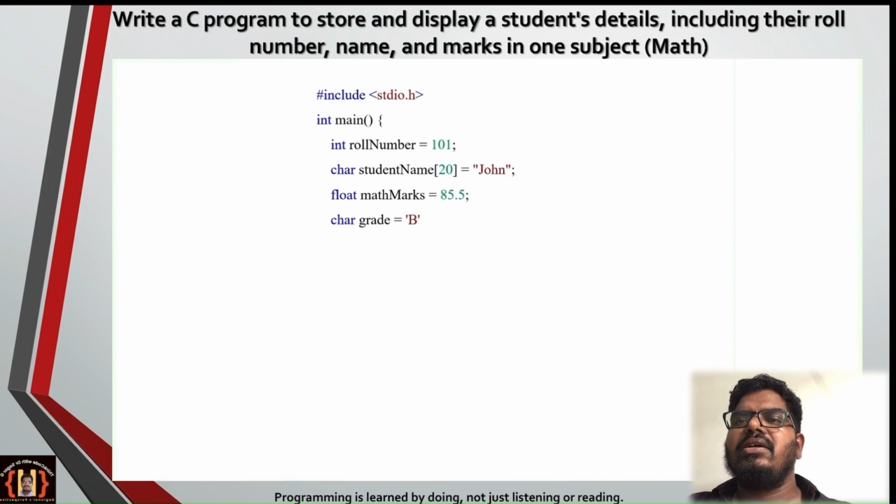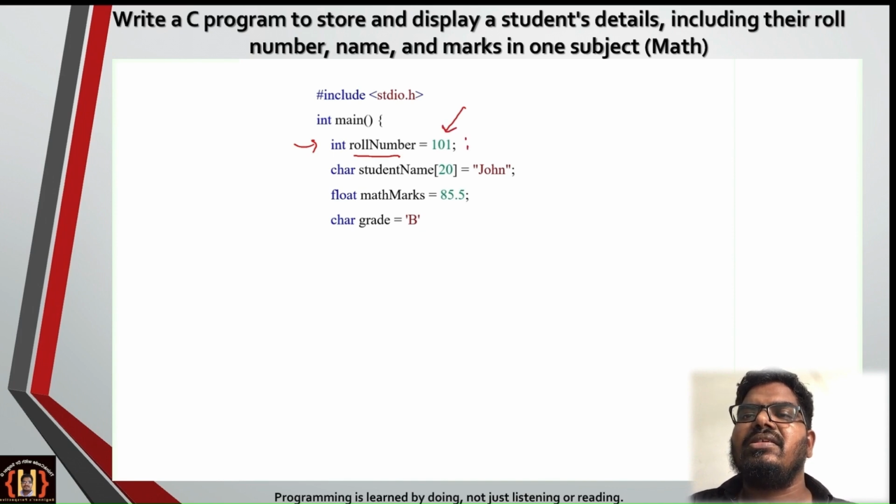So here I am defining the variables. Roll number is one variable, of integer type, and I am assigning some value, 101, and this must end with a semicolon. Just now we mentioned every statement should always end with a semicolon.